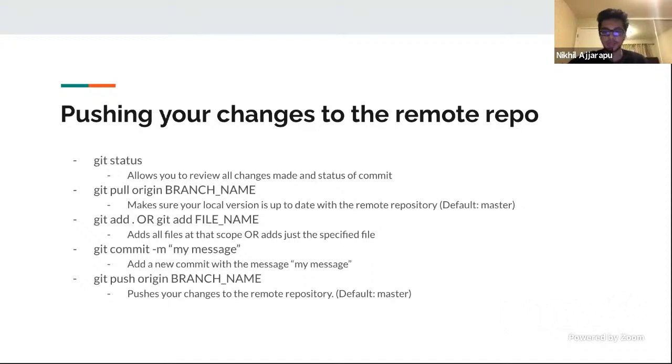So this essentially, as I was saying earlier, pulling takes your changes from the remote repository on GitHub and pulls them onto your local machine and updates your files to match the remote repository.